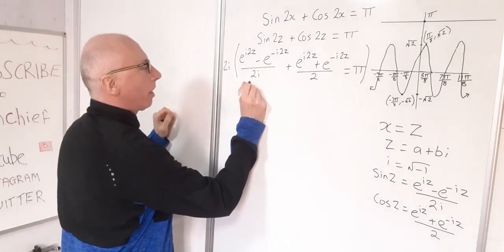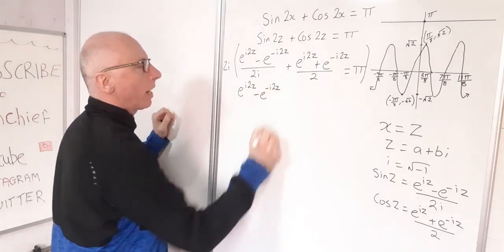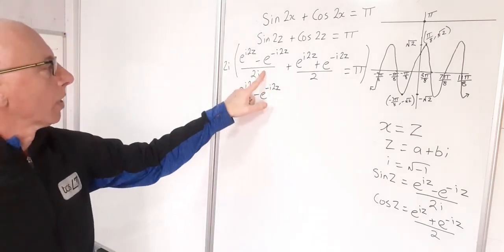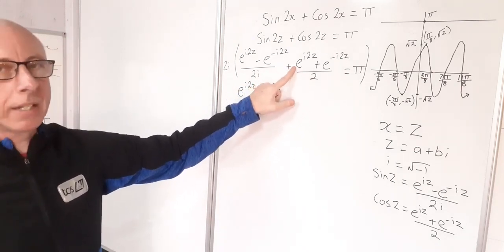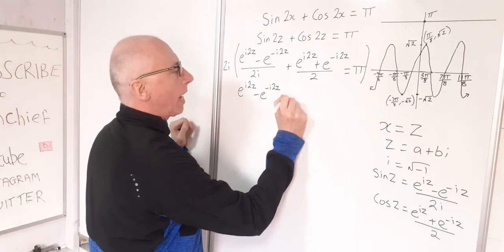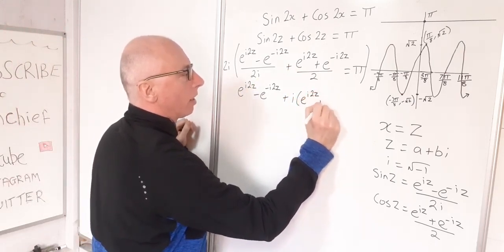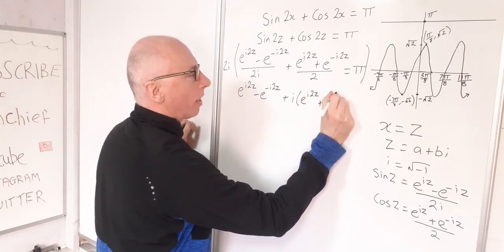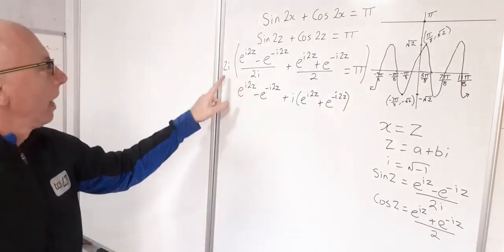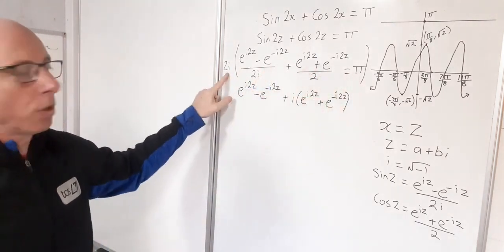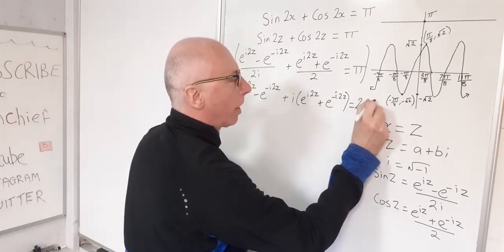So we've got e to the i2z minus e to the minus i2z. That takes care of this one. And then this one, cancel out the 2, but we'll need an i to be added into our numerator. So we'll add i times e to the i2z plus e to the minus i2z. That takes care of that. And then we must multiply this pi by 2i. So I'm going to write that as 2 pi i.